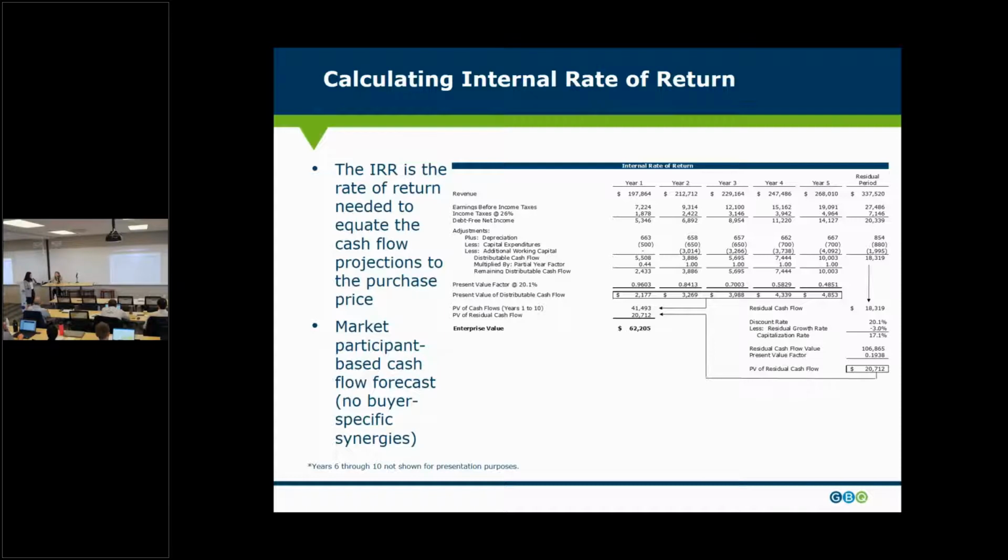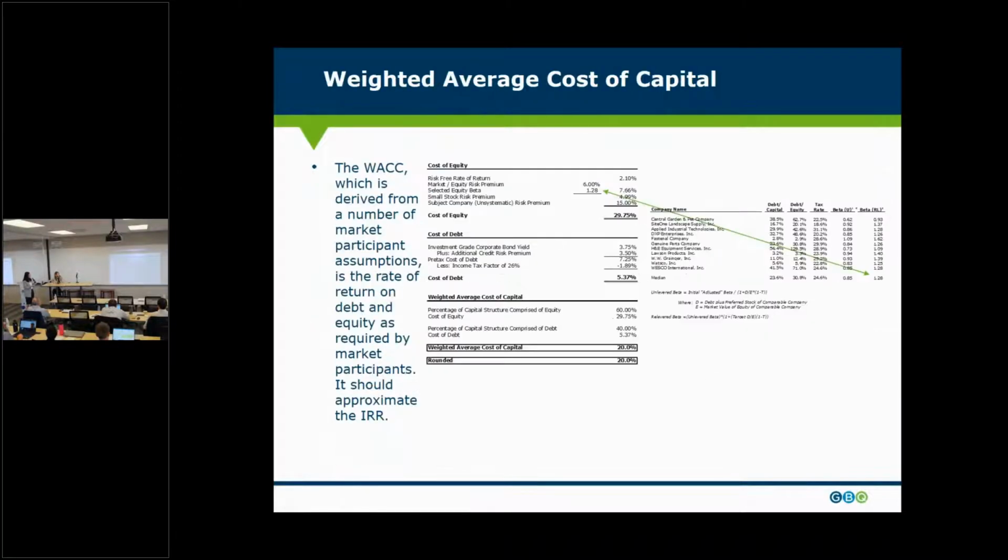So the next step is, that was the actual cash flows, what's the IRR? Now let's do a market participant discount rate. Based on market participant assumptions, we're going to look at what's the risk-free rate? What's an equity risk premium? What would company risk factors be? What's a market participant rate of debt? What are capital structures in the industry? So we're looking at a market participant discount rate that could be applied to this company. In this case, it was 20%.